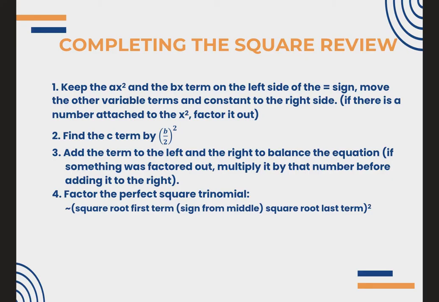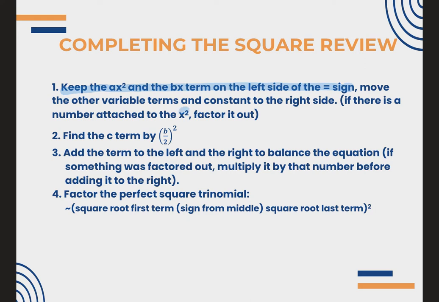So a review of complete the square. We've done it a bunch. Hopefully it's one of those skills that really sunk in, because you're going to see it again next year too. It doesn't go anywhere, okay? We start by keeping the ax squared and the bx term on the left side of the equal sign. So whatever's got the variables, we're going to put on one side, and then we're going to move the other terms to the right side.